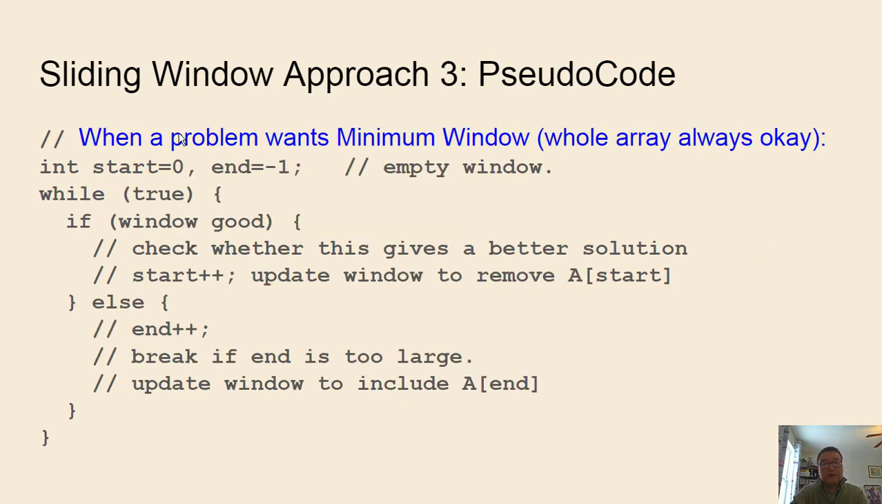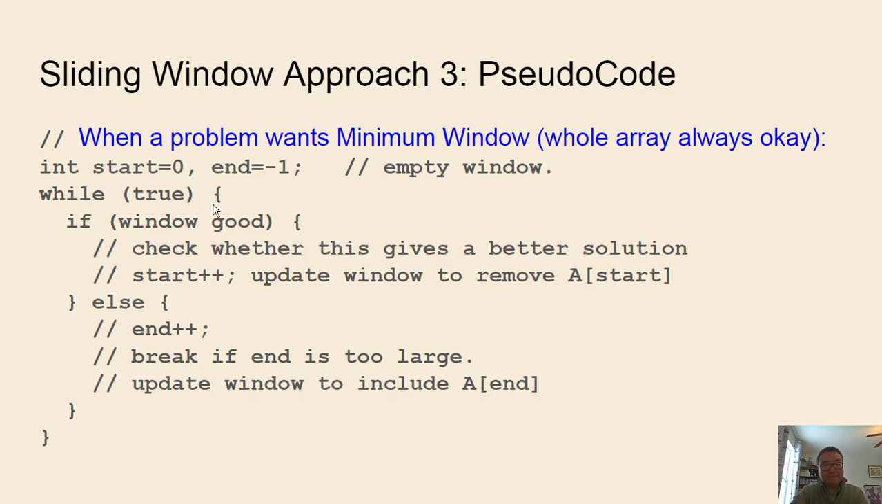So, this is pseudocode if you want to do approach 3, and I only included the pseudocode for the case where we want a minimum window. So we have a starting pointer and end pointer. You need to decide whether your window, from start to end, is inclusive or whether one end is exclusive. Here I decided to have both ends inclusive, in which case the end pointer is at -1. This denotes the empty window. If the end pointer is 0, that will actually include element 0.